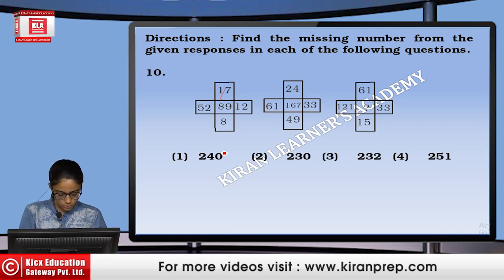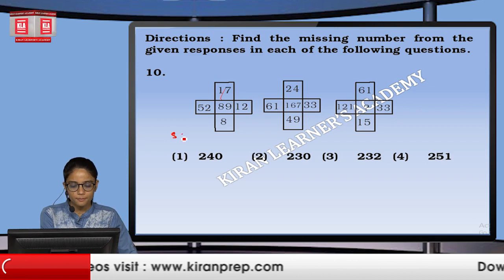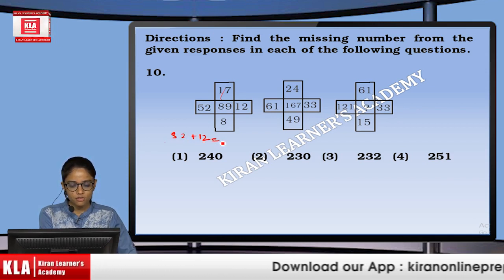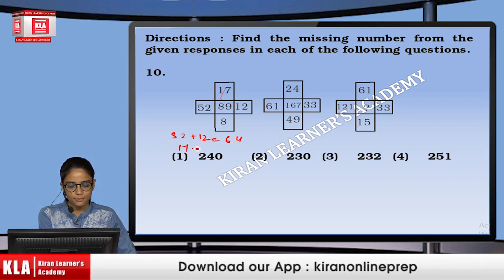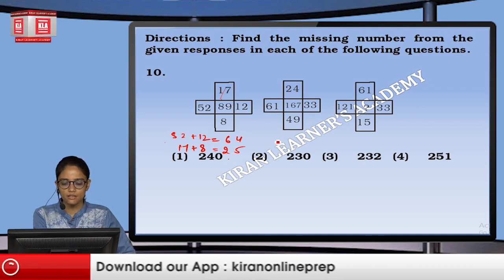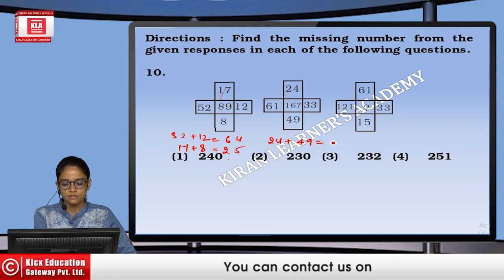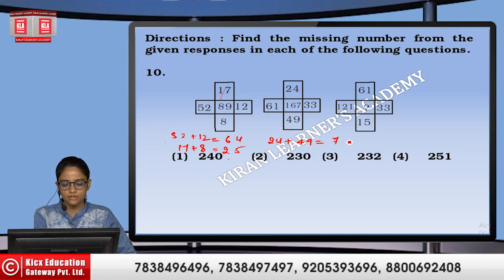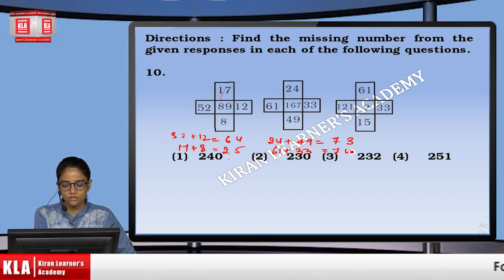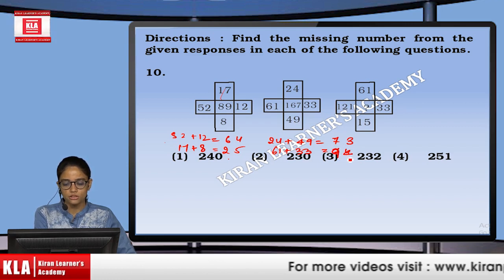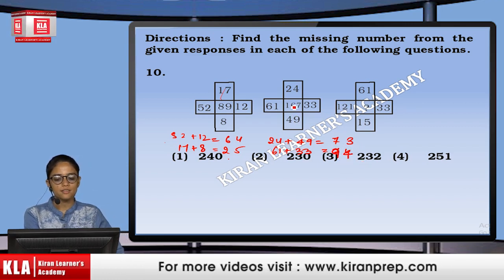So let's see what we are going to do with this. 52 plus 12 will give you 64. 17 plus 8 will give us 25, and if we add them, we will get 89. Similarly, 24 plus 49 will give us 73. Similarly, 61 plus 33 will give us 94. So if we add them up, we will get 167.